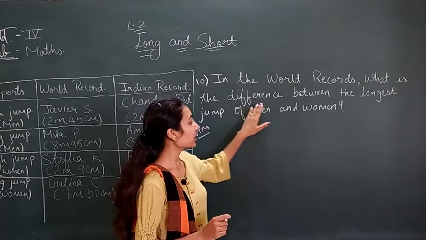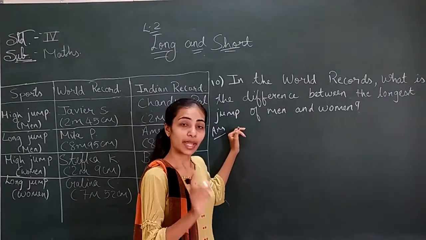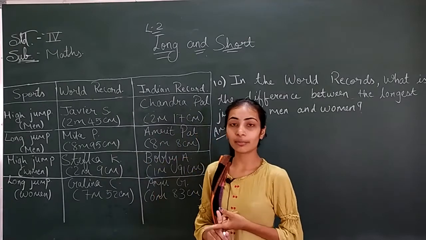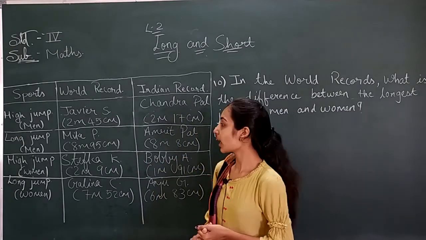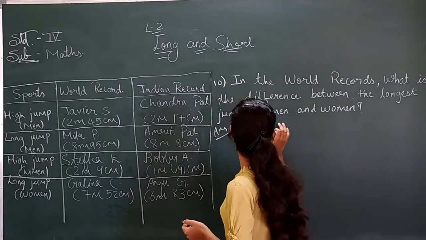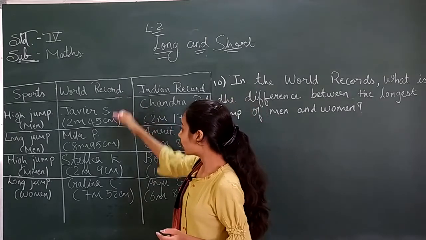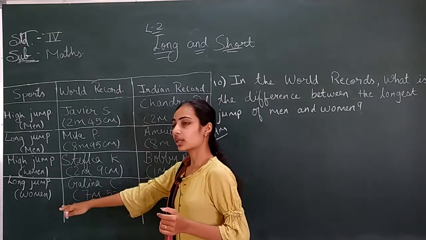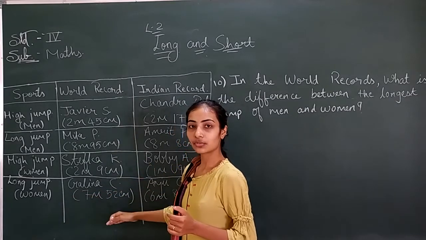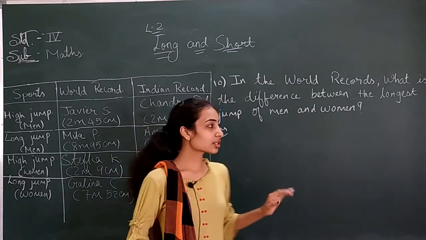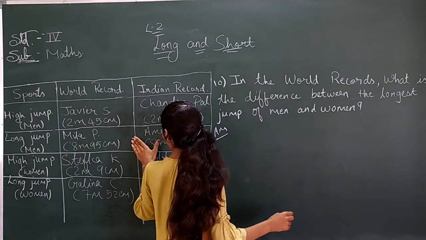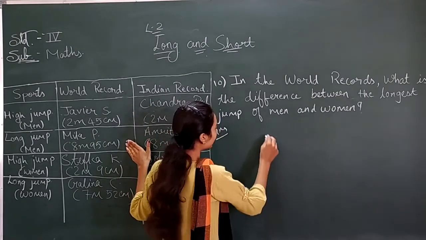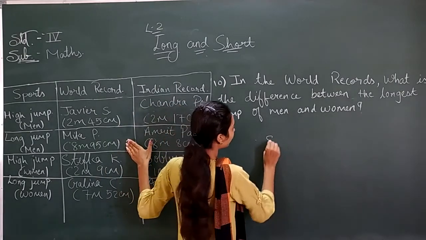We have to find the difference between the longest jump of men and women. Here not only men and not only women, here both men and women, and that is of longest jump. So world records longest jump for men and world records longest jump for women. That both difference we have to find out here. Let us find. Bigger one is of world record men, so we will write that first.